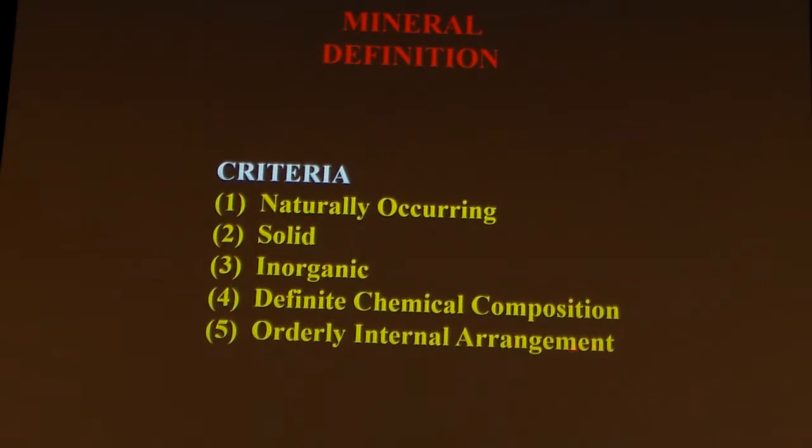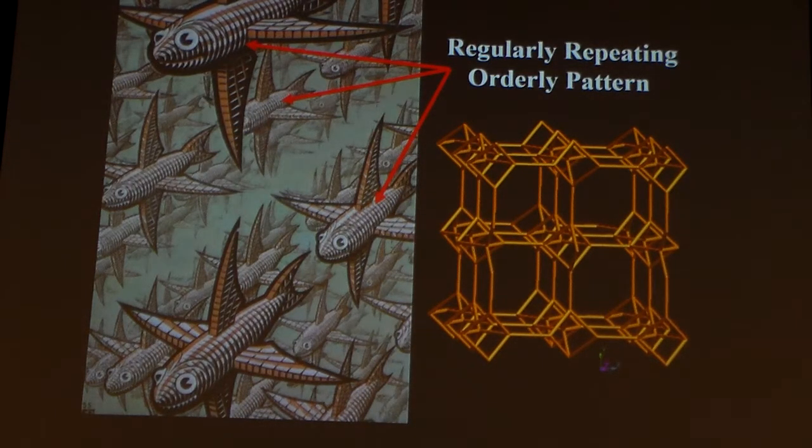And then the fun part about minerals is this orderly internal arrangement of their atoms. If you think of atoms as tiny little balls, what that means is that the balls are really, really well organized. And the organization repeats in 3 dimensions. Obviously these aren't atoms. This is an M.C. Escher drawing, but you get the idea that this is a regular, orderly, repeated pattern.